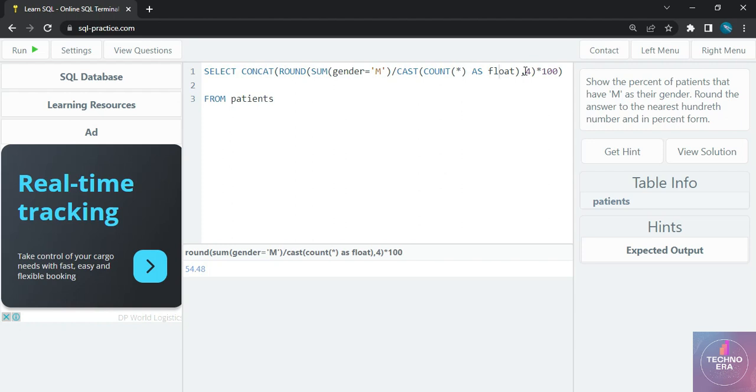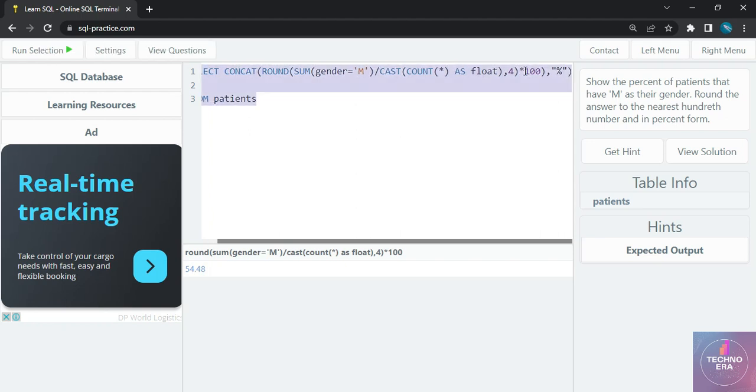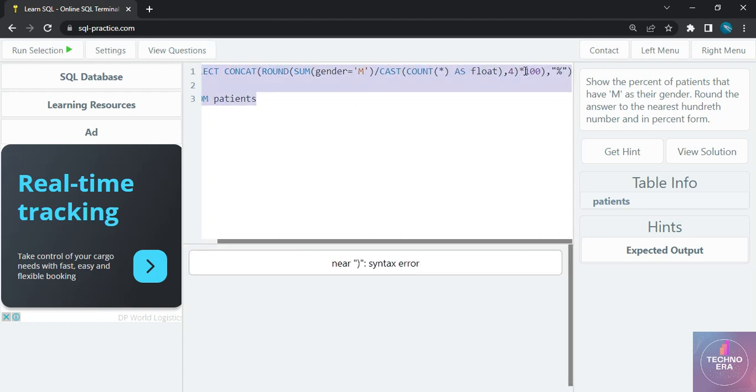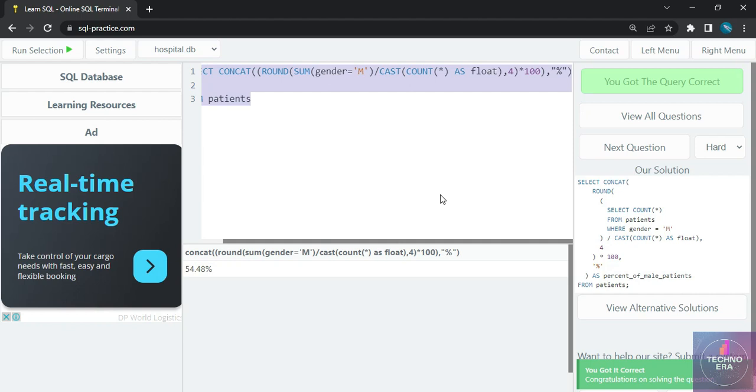Now we have to concatenate this with the percent symbol. We are getting an error. Put here one more bracket. Now execute this. Yes, we have solved the problem.